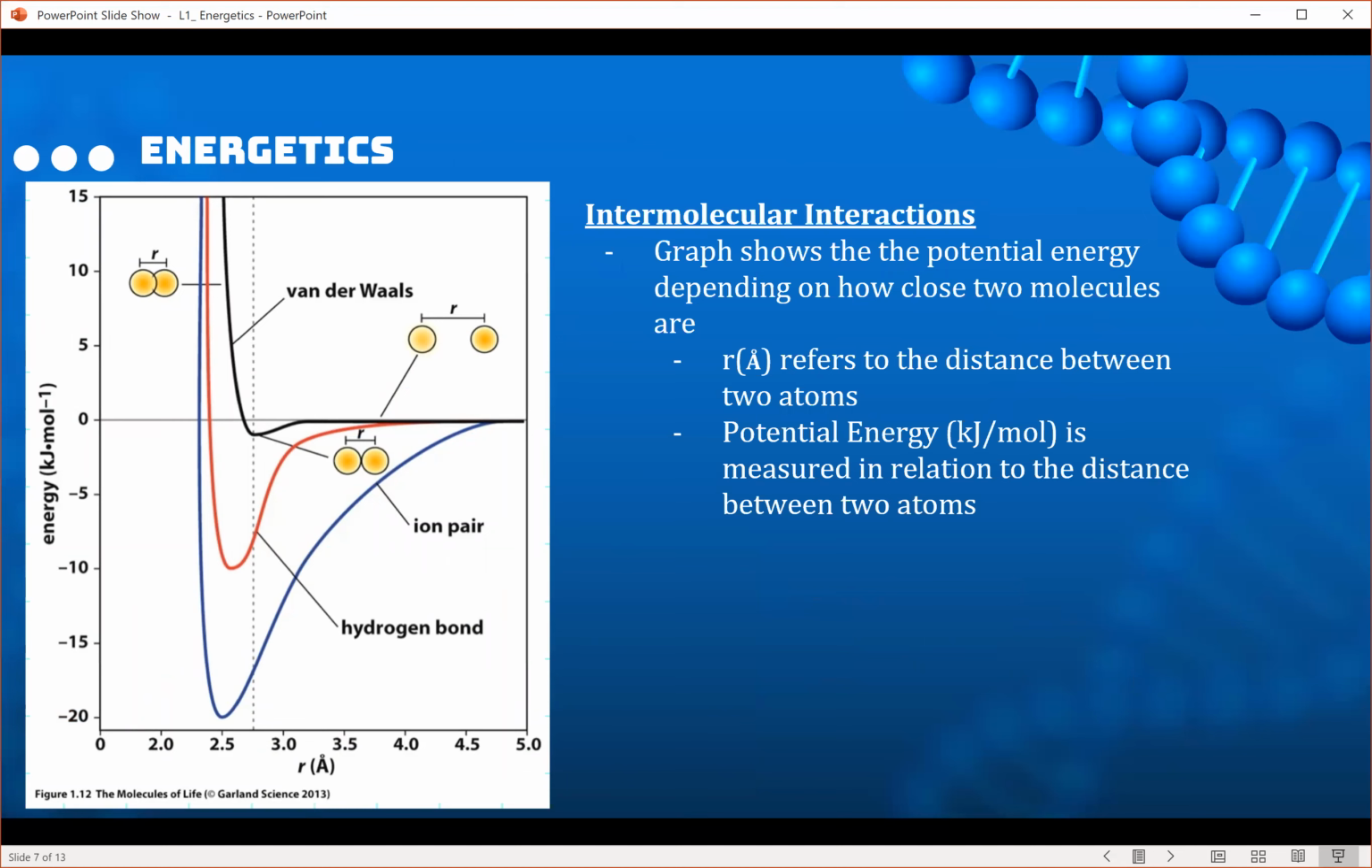In energetics, like I said before, this is a Morse potential energy diagram that shows a generic comparison between van der Waals, ion pairs, and hydrogen bonds. We have potential energy in kilojoules per mole on the y-axis, and on the x-axis, we have radius measured in angstroms. And this shows the potential energy depending on how close two molecules are. If we look to the far right, or as the radius gets bigger and bigger, we'll see that the energy is rather close to zero because they're so far apart, there's no attractive force to pull them together. Likewise, if we go to the far left, we'll see that the energy spikes significantly due to strong repulsion between two atoms getting too close.